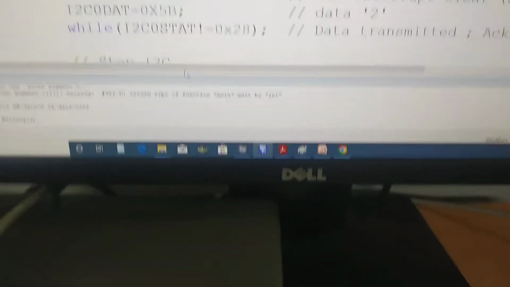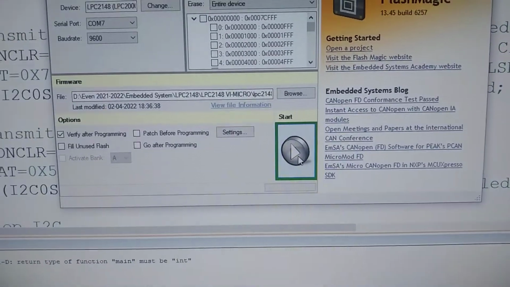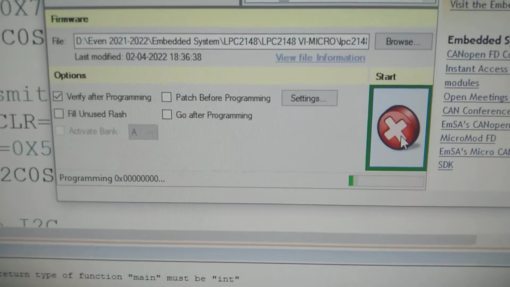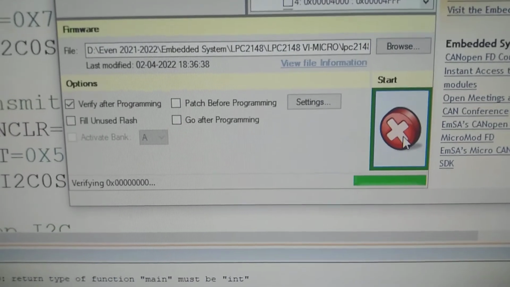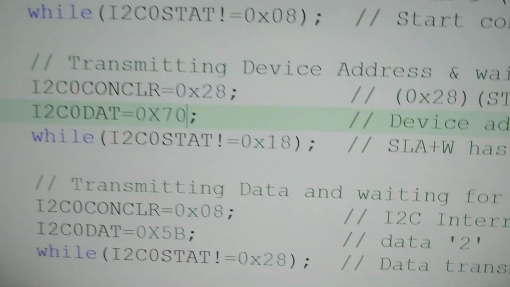After building, you have to go for programming through Flash Magic. So this programming mode, resetting, and then start programming. Yes, it is connecting, it is erasing, it is programming and verifying. Done. So we have given it a 70.